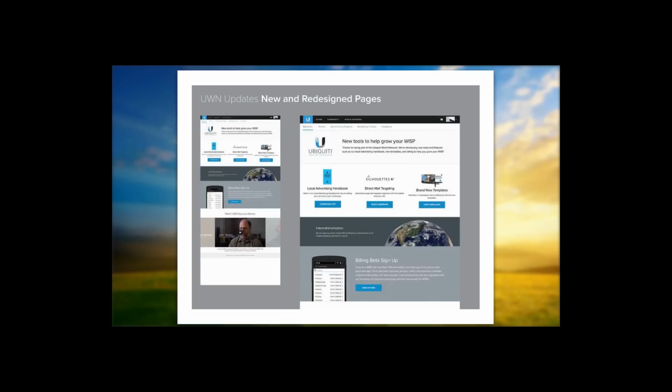And then finally, we're going to add a welcome page to the admin section of the Ubiquiti World Network. And what this is going to do is help build the community, keep everyone updated on the latest updates that we have for the program. So therefore, it's just another place for us to get the word out about all the exciting new things and new tools that we'll be investing into the Ubiquiti World Network.